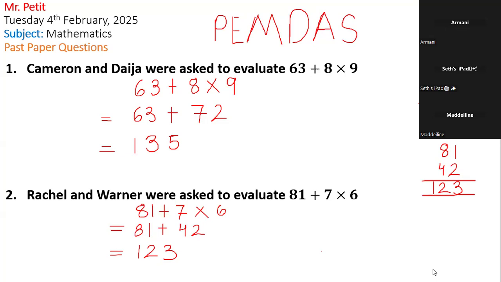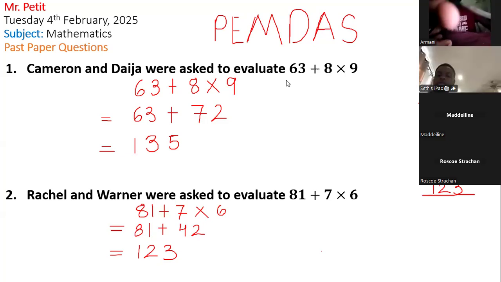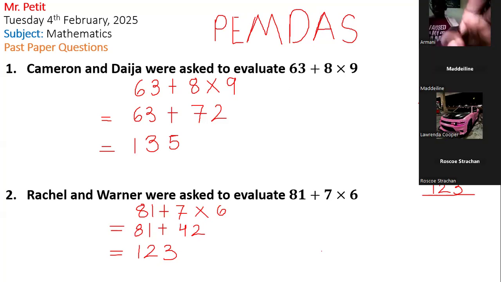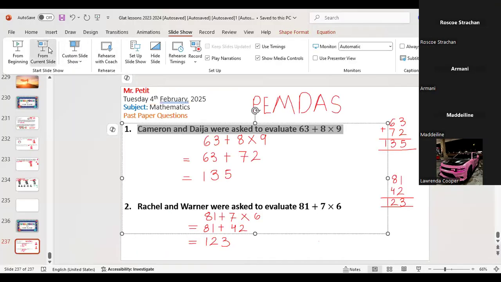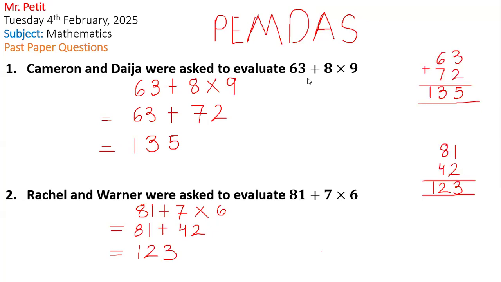Roscoe, turn on your camera. Seth, turn on your camera. Sometimes I gotta tell you all the same thing. Turn on the camera. All right. Let's go ahead and do another question. Let me take a picture of this before I move it. I'm gonna post this again in the chat.